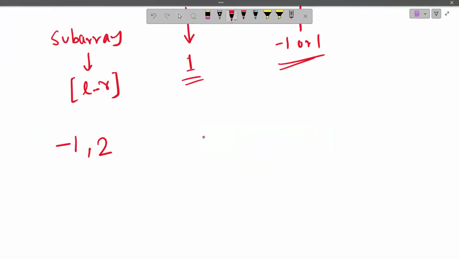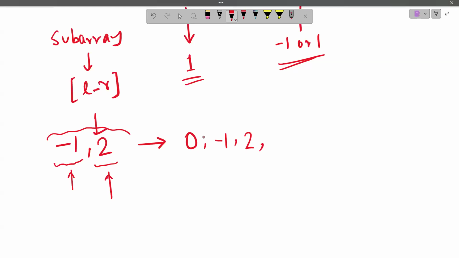If you look at this array, minus 1 and 2, what are the possible subarrays possible? First of all, the question says that you can include the empty subarray. So the empty subarray has a sum of 0, so you include 0. Then minus 1, this is itself a subarray, a singleton set. So minus 1 is a possible sum. 2 is also a possible sum, you just take this element. And this entire subarray together is also a possible sum, which has a sum of 1. So here there are 4 distinct possible sums.